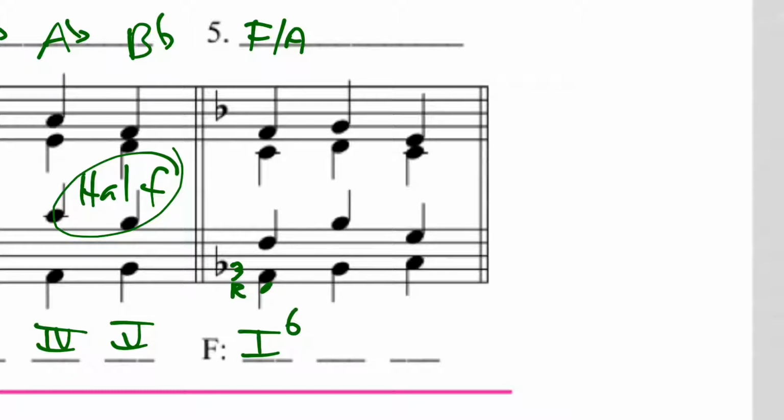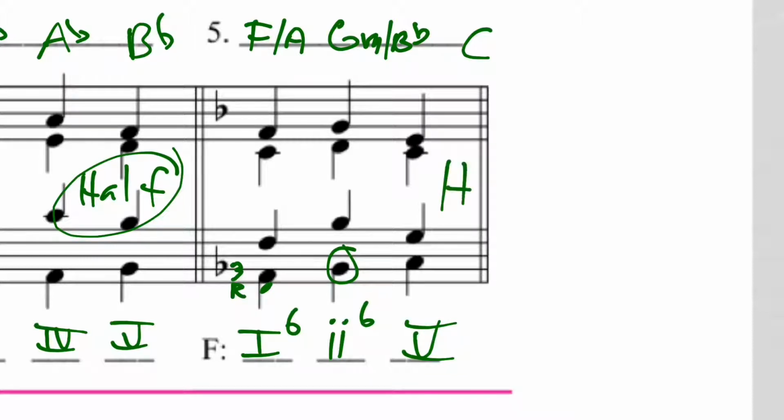Up here we just say F slash whatever's in the bottom, which is A. Next one, B flat, D, G. So it's actually a G minor chord in first inversion, which is a 2 chord. G minor slash what's on the bottom, which is B flat. And then our last chord, C, E, G. So it's a C chord, and it's the 5th chord in the key of F. So it ends in 5, so half cadence.